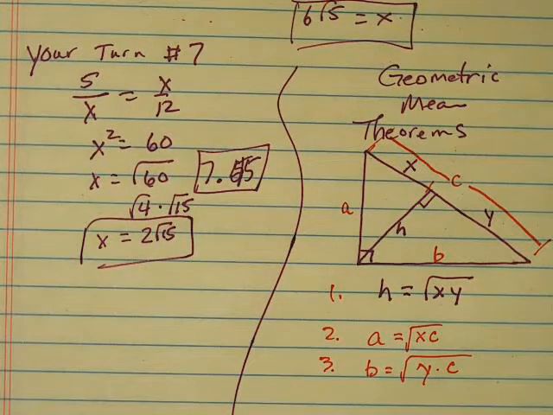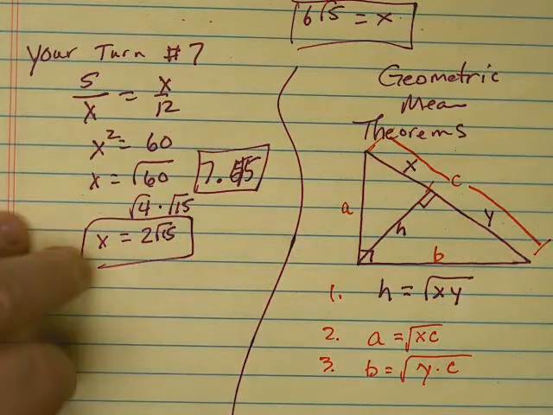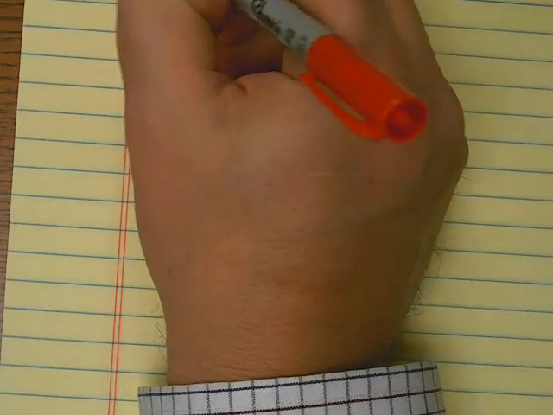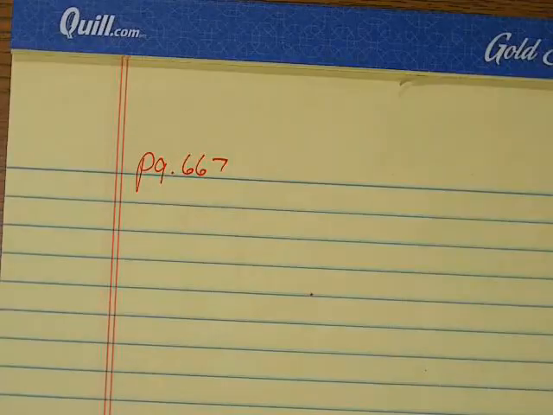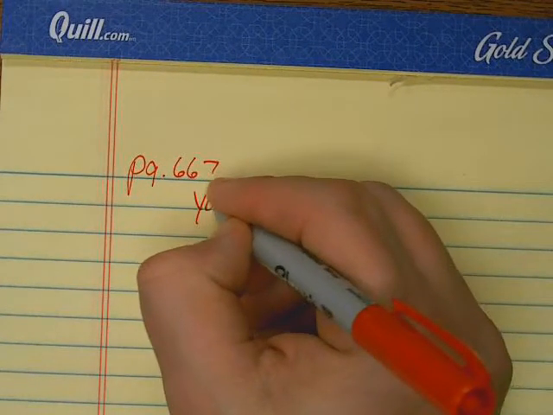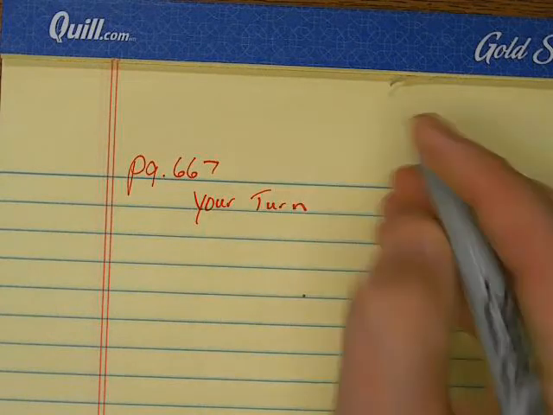So there are really three geometric mean formulas within a right triangle. We're not going to worry about the proof. We are going to look at how we use this in a problem. Turn in your book to the next page, page 667, and look at your turn, number 10.